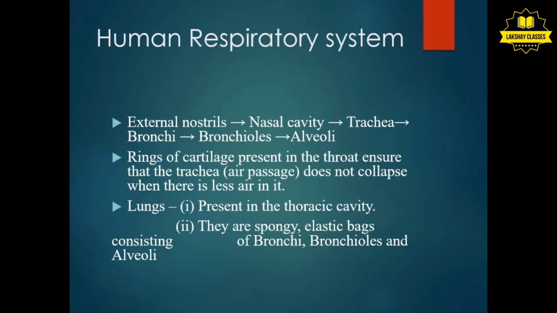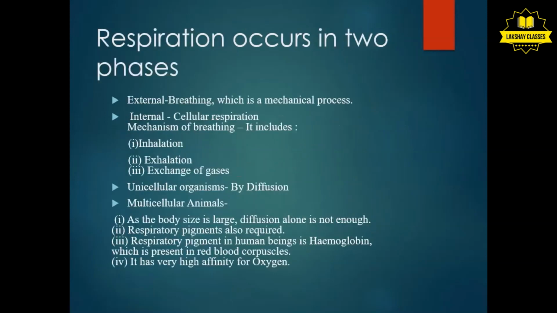Lungs are generally present in the thoracic cavity, and below them the diaphragm is present. They are very spongy elastic bags consisting of bronchi, bronchioles and alveoli. Fine. Now, how does respiration occur in the human body?